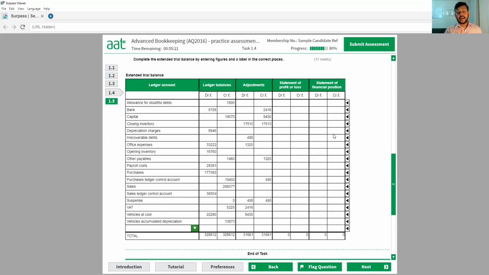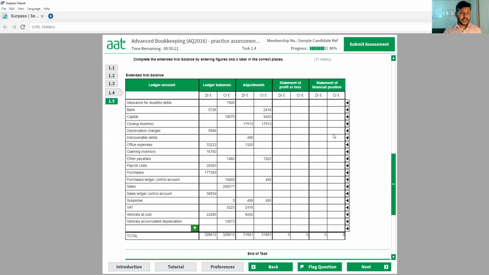If you have the practice assessment 1, I have a video for the practice assessment 1 as well. In that question, you will see the allowance for the doubtful debt, and how to increase or decrease it. Only this could be the trick for your extended trial balance. Other than this, the question is very easy. It will give you very good marks.